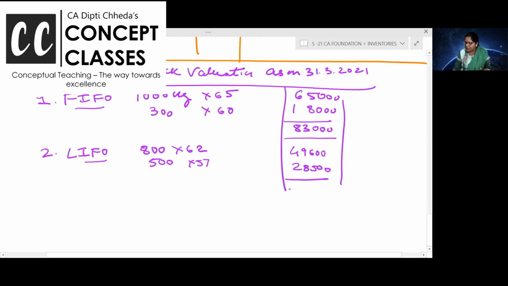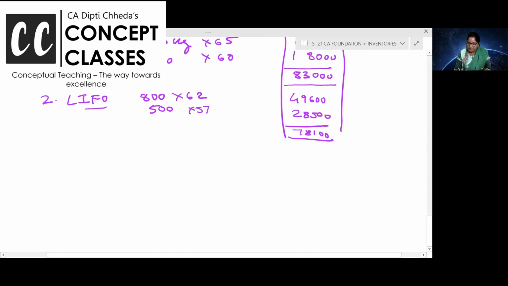$28,500. 78,100. Nice. Now weighted average. Weighted average method.